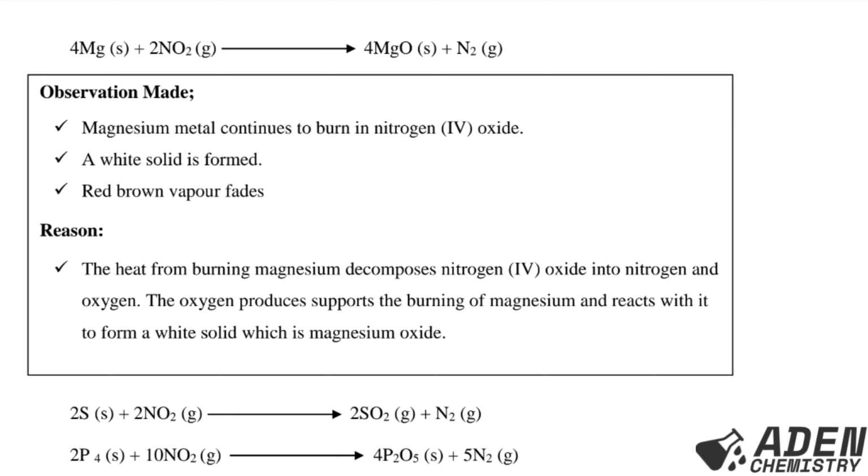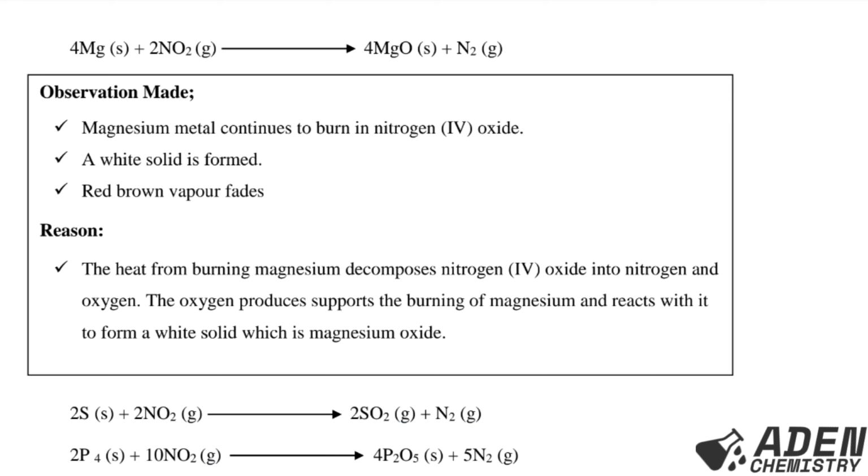Next, let's see the reaction between sulfur and nitrogen peroxide. We are going to have 2 moles of sulfur solid reacting with 2 moles of nitrogen peroxide gas. What we are going to get is 2 moles of sulfur peroxide gas plus 1 mole of nitrogen gas.